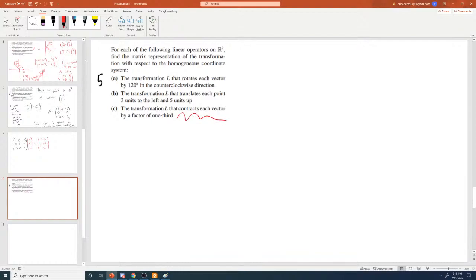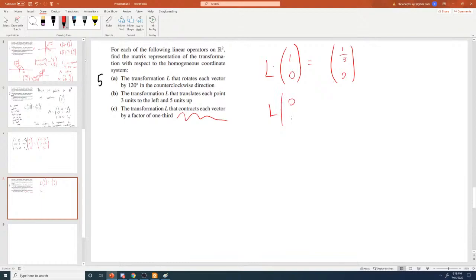So we want to model the transformation L that contracts each vector by a factor of 1/3. This is actually the easiest of the three problems because, let's think about what it does. When we apply L to the vector 1, 0, it's going to take this vector, it'll contract it by 1/3, so we're just going to get the vector 1/3, 0.